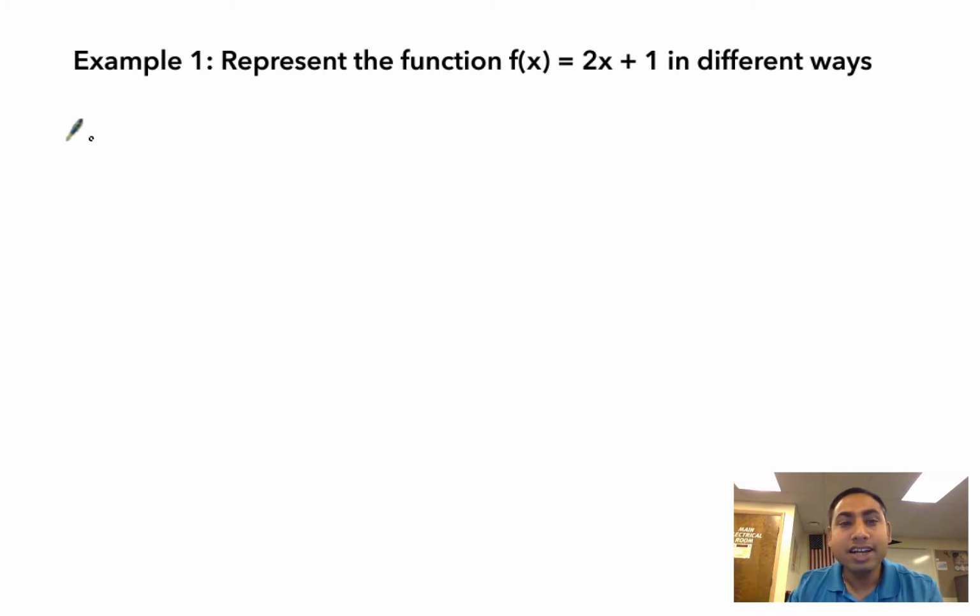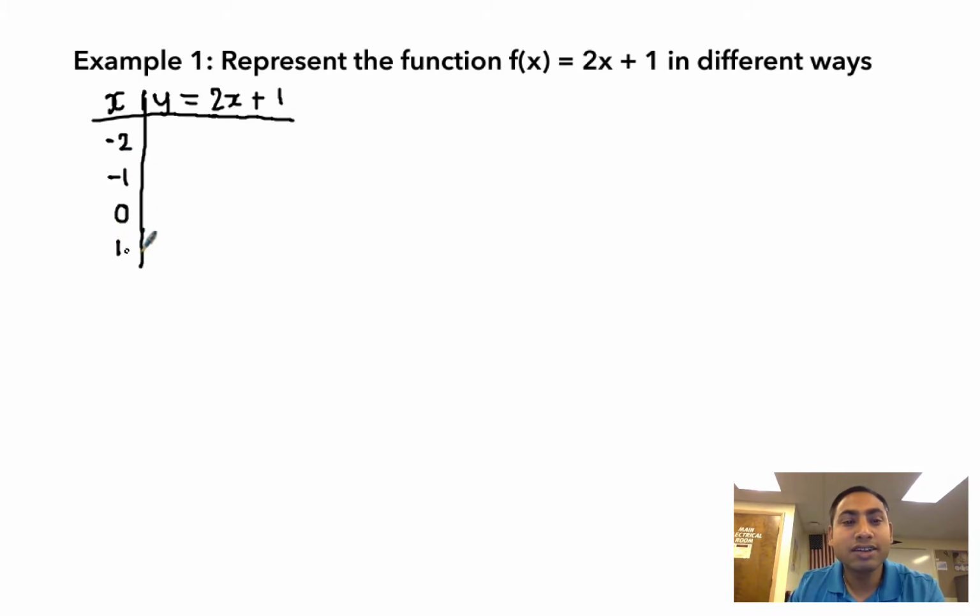Okay, let's start by figuring out the table of x and y values for this function. So we've got x here, and then y is 2x plus 1. So let's do that, and we're going to do a bunch of different points here. I'm going to start with -2, -1, 0, 1. Then I'm just going to do dot dot dot down here, which means that this pattern is going to continue all the way.